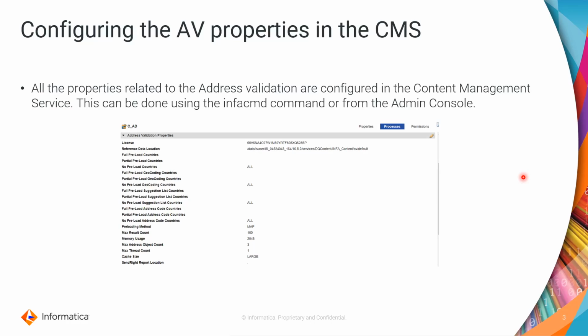To configure the AV properties in CMS, there are two ways we can do that. The first way is to use the infacmd command and perform the changes from the backend. And the second and more convenient way is to use the admin console to change the configuration of AV properties. We can go to the Processes tab of CMS, and there we find the different options that are present in the snapshot, and we can configure them as per our own desire.